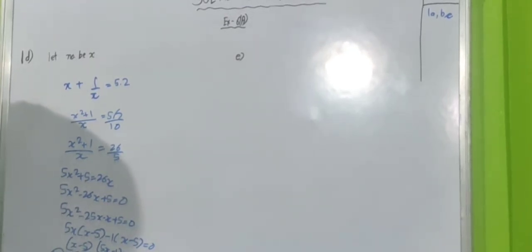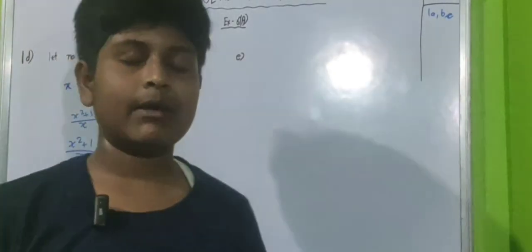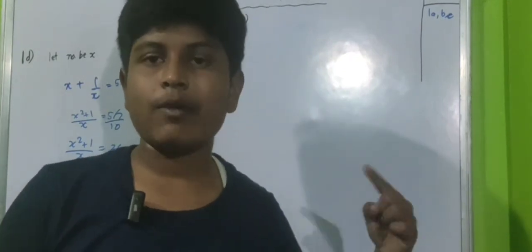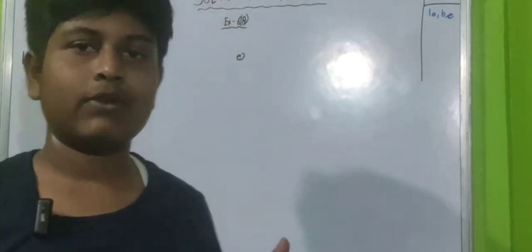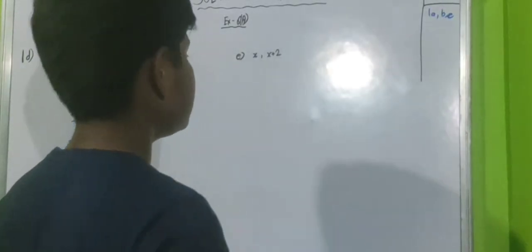You have to see that 'and' is not written between 5 and 1 by 5, because only one root is applicable at a time. So either 5 or 1 by 5, not 'and', because both roots cannot be used at one time. Question number 1 part E.